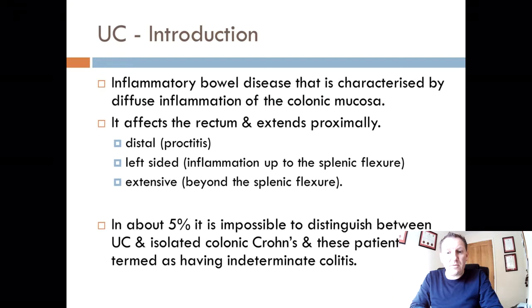So it could be very distal, just affecting the rectum, and this is termed proctitis, or it may be more extensive, affecting the left side of the colon, inflammation up to the splenic flexure, or it could be more extensive, where it's going beyond the splenic flexure, or even pancolitis, where it affects the whole of the colon. In a small number of patients, it's impossible to distinguish between ulcerative colitis and isolated colonic Crohn's, and these patients are termed as having indeterminate colitis. Usually over time it becomes apparent which they've got, and either they develop some small bowel disease or the histological changes become more apparent as time goes on.